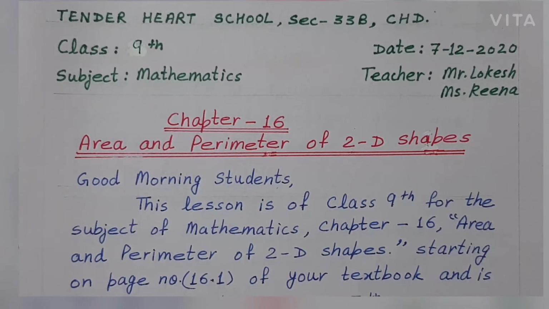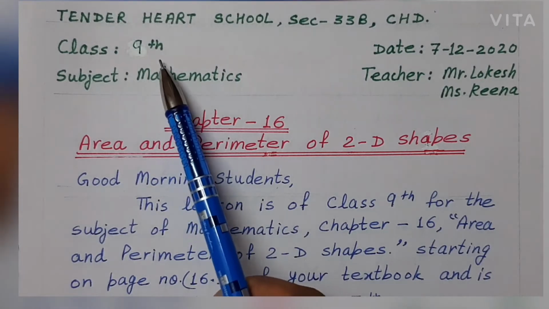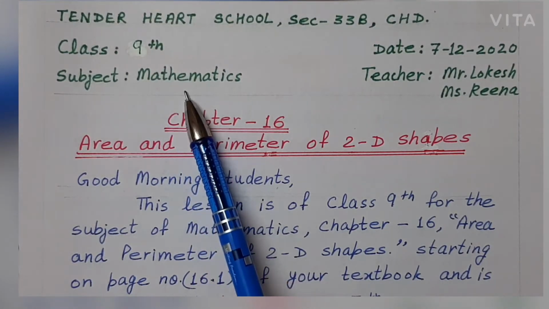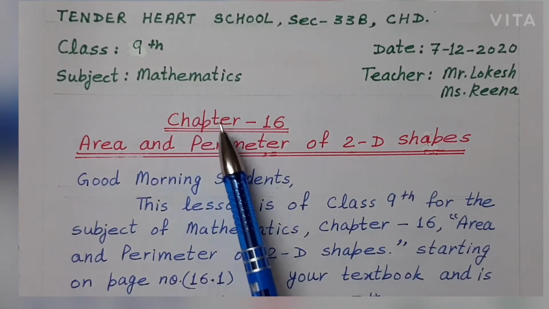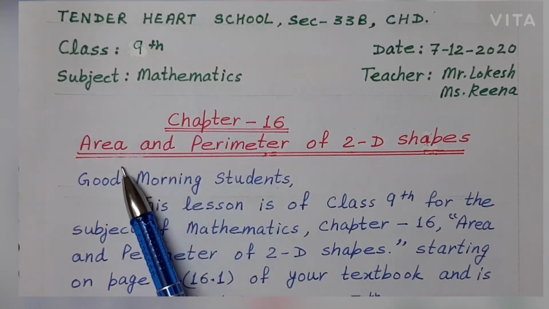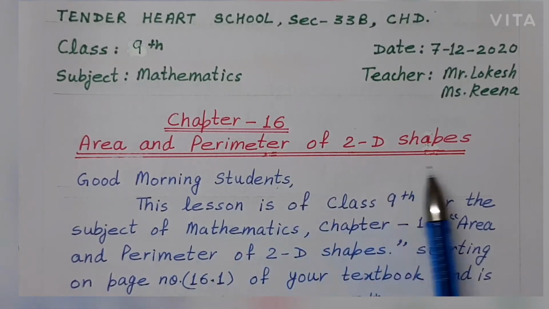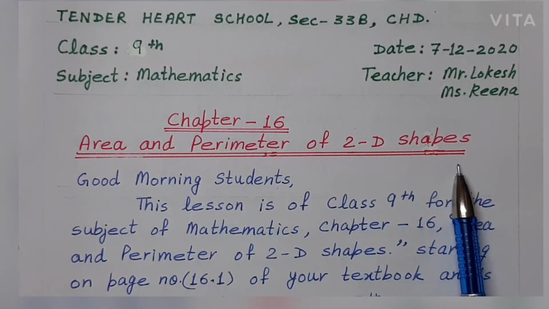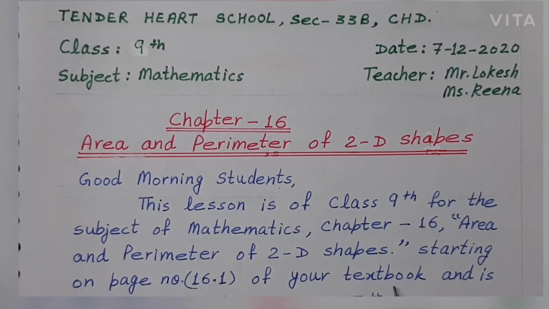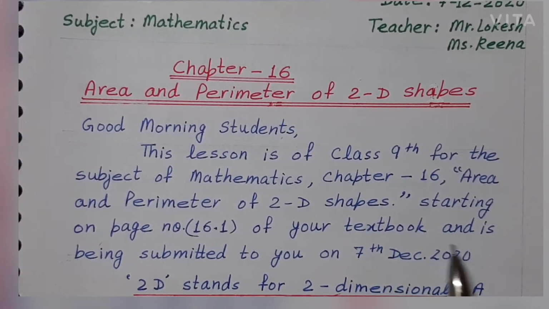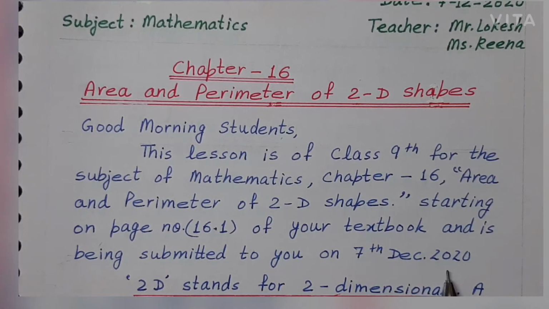Good morning, students. This lesson is of class 9th for the subject of mathematics, chapter 16, area and perimeter of two-dimensional shapes. Starting on page number 16.1 of your textbook, and is being submitted to you on 7th December 2020.